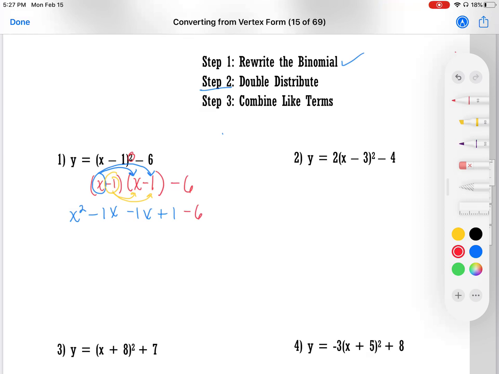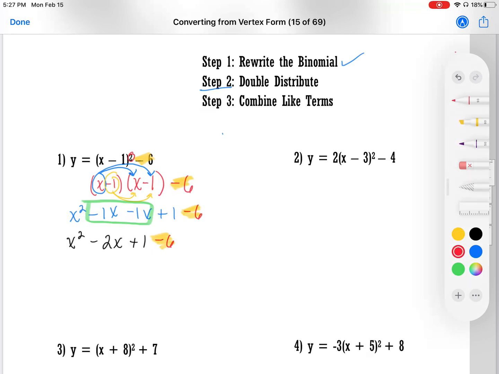Okay, so now we have to combine like terms. These x's are like terms, so I'm going to clean those up first. This is x squared minus 2x plus 1. And in the back, I'm just going to bring down the minus 6, which was in the back of the original equation.